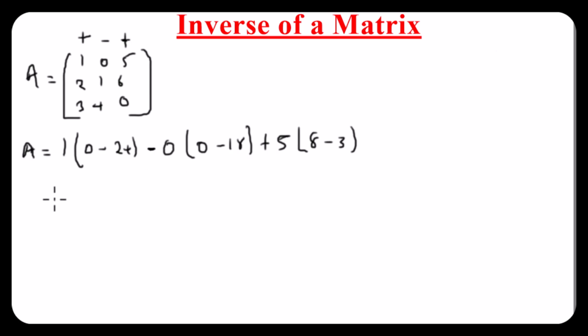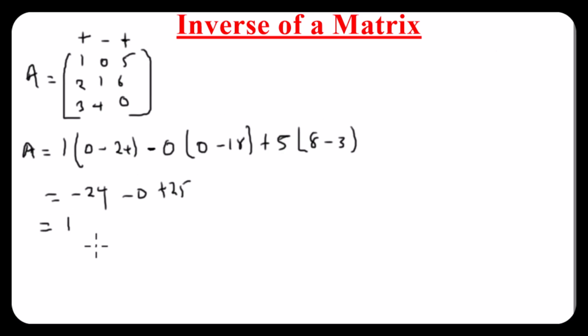Okay, so simplify this. 0 minus 24 is minus 24, times 1. So that's minus 24. 0 times everything here will be 0. 8 minus 3 is 5. And 5 times 5, so that's plus 25. So our answer, the determinant of A, will simply be 1.